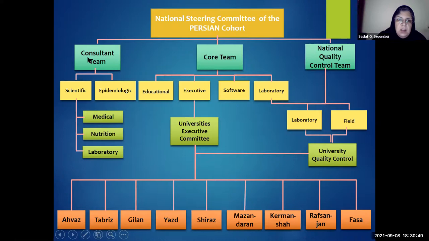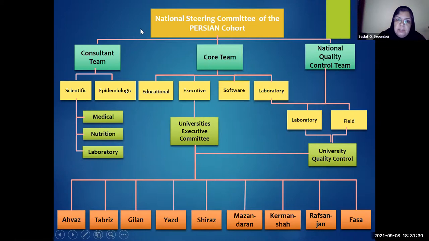The consultant team has a scientific subgroup and an epidemiologic subgroup. The scientific subgroup oversees the medical, nutrition, and laboratory tools for data collection. And the National Quality Control team controls the quality of the laboratories and also controls whatever procedures take place in the field. And the university quality control is supervised by the National Quality Control team.